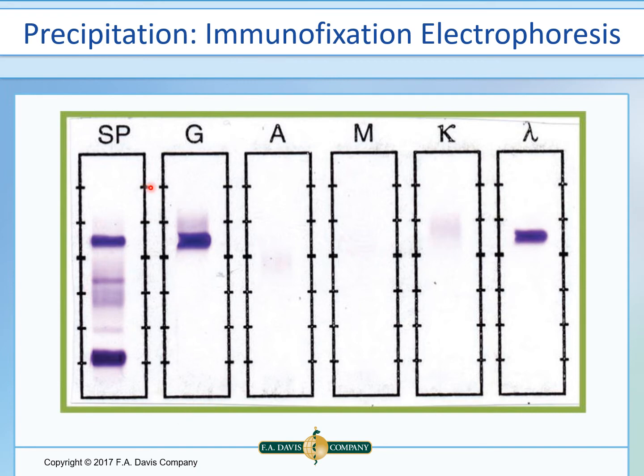So in this example, we have our reference lane on the left, and in this case, the patient has an IgG monoclonal antibody with lambda chains. So here you see there's a line of precipitate under the G row and under the lambda row, indicating, as mentioned, the patient has IgG monoclonal antibody with lambda chains.